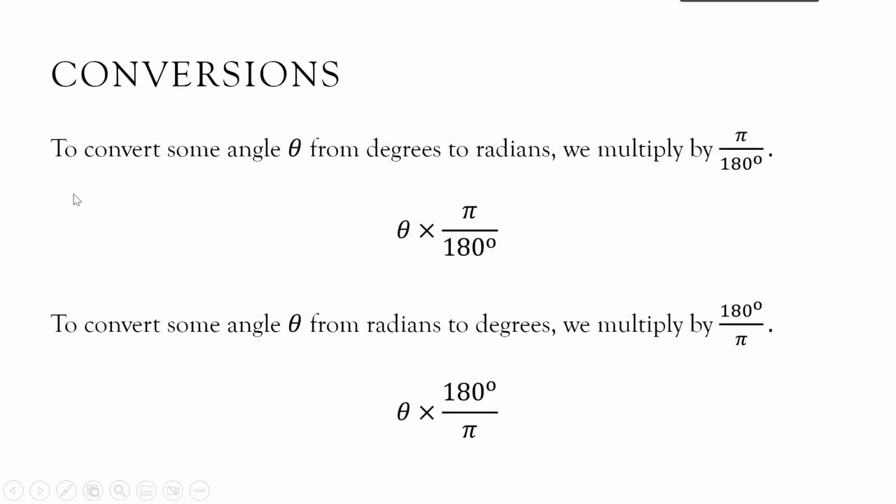Moving on to conversions. If I have some angle theta and I want to change it from degrees to radians, in other words, I have some angle in degrees but I want it given in radians, then what I have to do is take that angle and multiply by pi over 180 degrees. On the other hand, if I have some measure in radians and I want to change it to degrees, then I'm going to multiply by 180 degrees over pi. So this is how we do our conversions from degrees to radians and then radians to degrees.